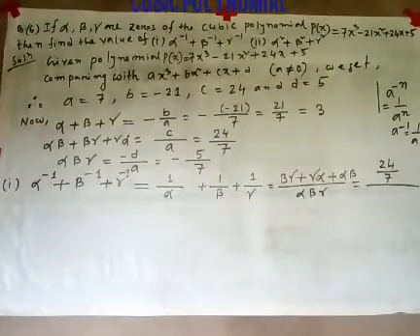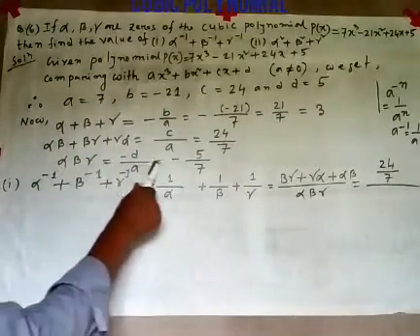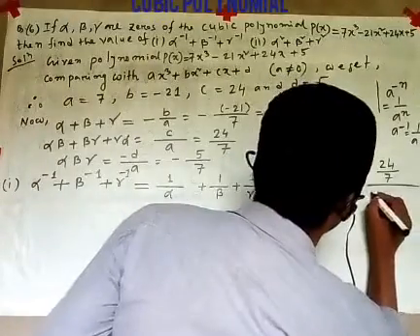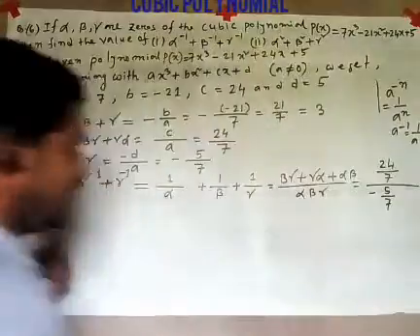Similarly, here alpha beta gamma, what value are we getting? Minus 5 by 7. So we can write here minus 5 divided by 7.